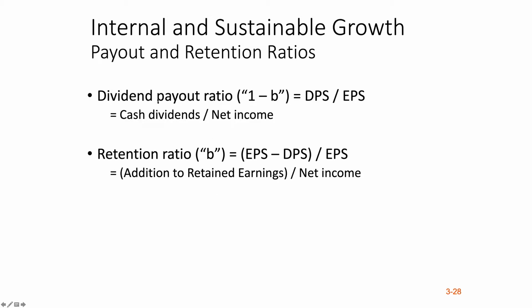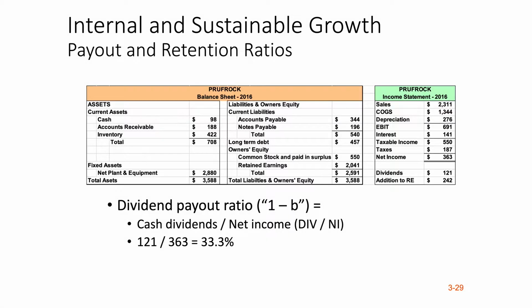Not every company has to pay dividends. Sometimes a company has zero dividend, then the retention ratio is 100%. That means all of it is put back into the company's operations. So in this particular company, the dividend payout ratio is 33%. For every $1 they make, a third goes to dividends paid to the shareholders, and two-thirds, 66.7%, is put back into retained earnings.